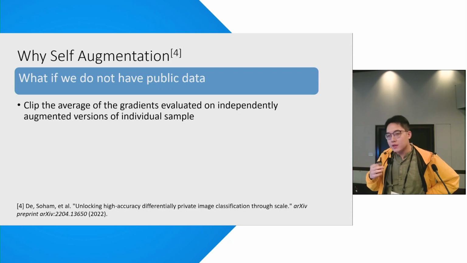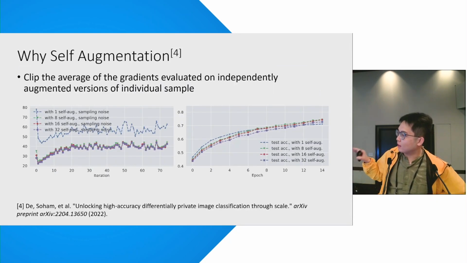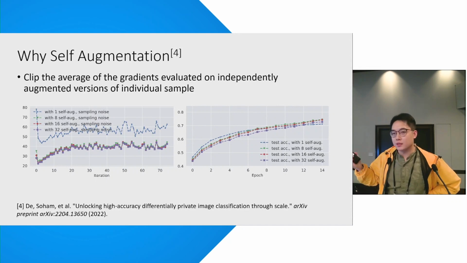Finally, even if we don't have the public data, can we propose some way to average out this sampling noise? Our theory can also be used to verify a recently proposed empirical technique called self-augmentation. Self-augmentation basically means we can use random data augmentations to generate a bunch of virtual samples, evaluate the gradient on those virtual samples, average them, and then clip. Here we plot that: after the data augmentation, the per-sample gradient variance also decreases and we get boosted performance.